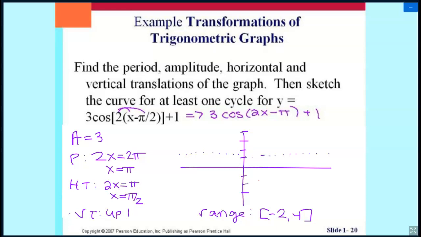And then it is going to be shifted pi halves. So what that means is that instead of the graph, which on cosine usually starts at 0, 1, your graph is now going to start shifted pi halves. And then instead of starting at 1, it is shifted up to 4.